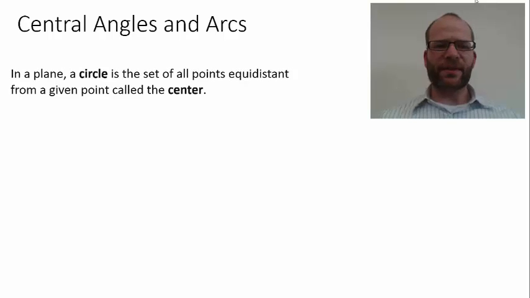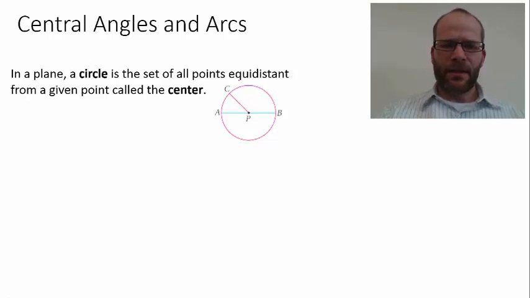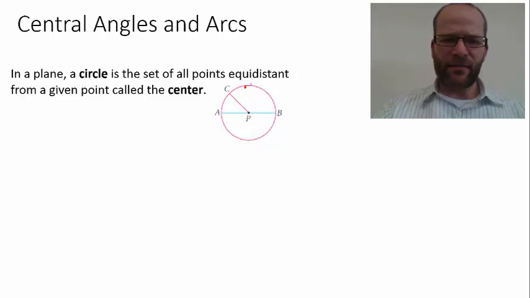So we'll start with the circle itself. In a plane, a circle is a set of all points equidistant from a given point, and that given point is called the center. Here's an example. We have this circle here. A circle is actually a set of points. There are an infinite number of them, but they're all equidistant from point P.